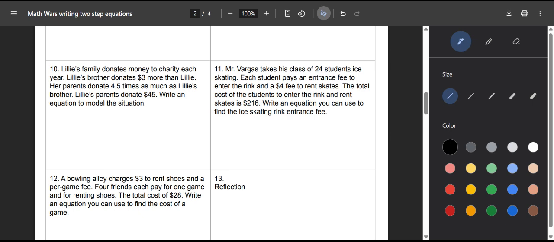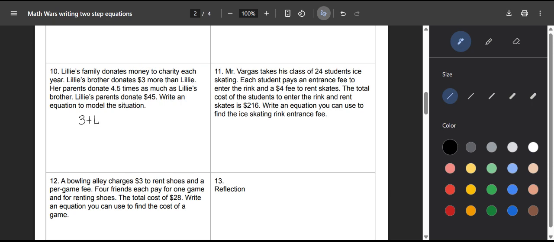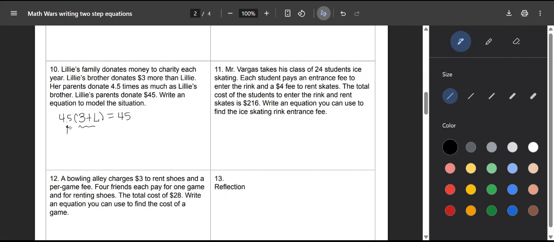Well, we know that brother donates $3 more than Lily. So we can say 3 plus L is the brother, right? Her parents donate 4.5 times as much as Lily's brother. If this is the brother, we can multiply by 4.5 to get the parents' amount. And we know they donate $45. So our group is how much Lily's brother donated. The number of groups is 4.5 because the parents donated 4.5 times as much, and the total was 45.